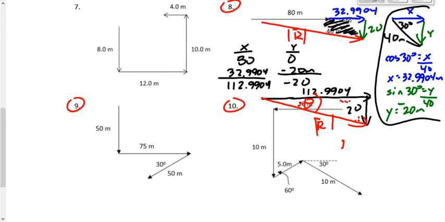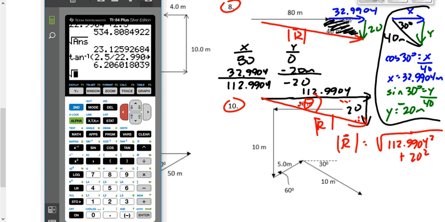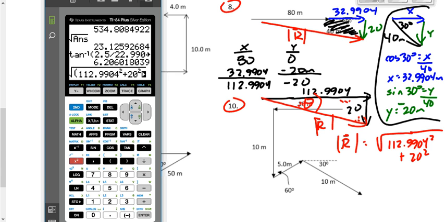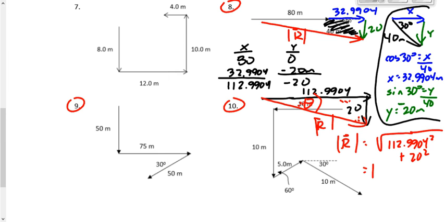Good. So R is the square root of 112.9904 squared plus 20 squared. Gives me a value of 114.74. We're going to round it to 2 digits, actually, so we're going to make it 1.1 times 10 to the 2.